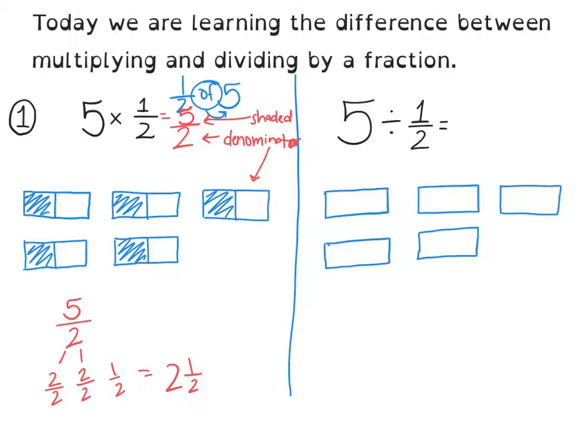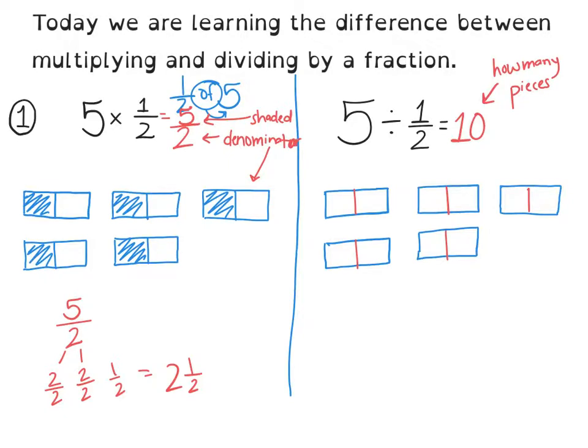Now let's try division. We have our 5 wholes, and we're dividing them or cutting them into halves. Cutting them each in half. And we can see that there are 1, 2, 3, 4, 5, 6, 7, 8, 9, 10. How many pieces? 10 pieces. There are 10 pieces.